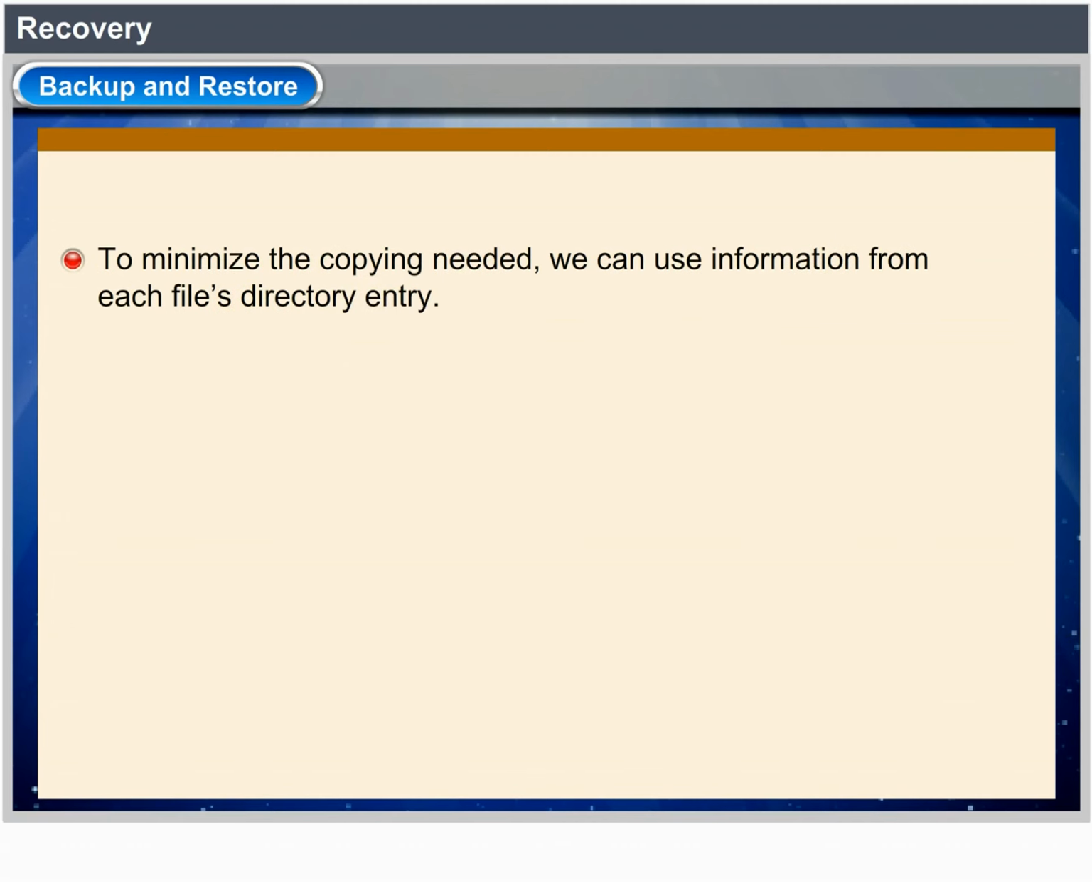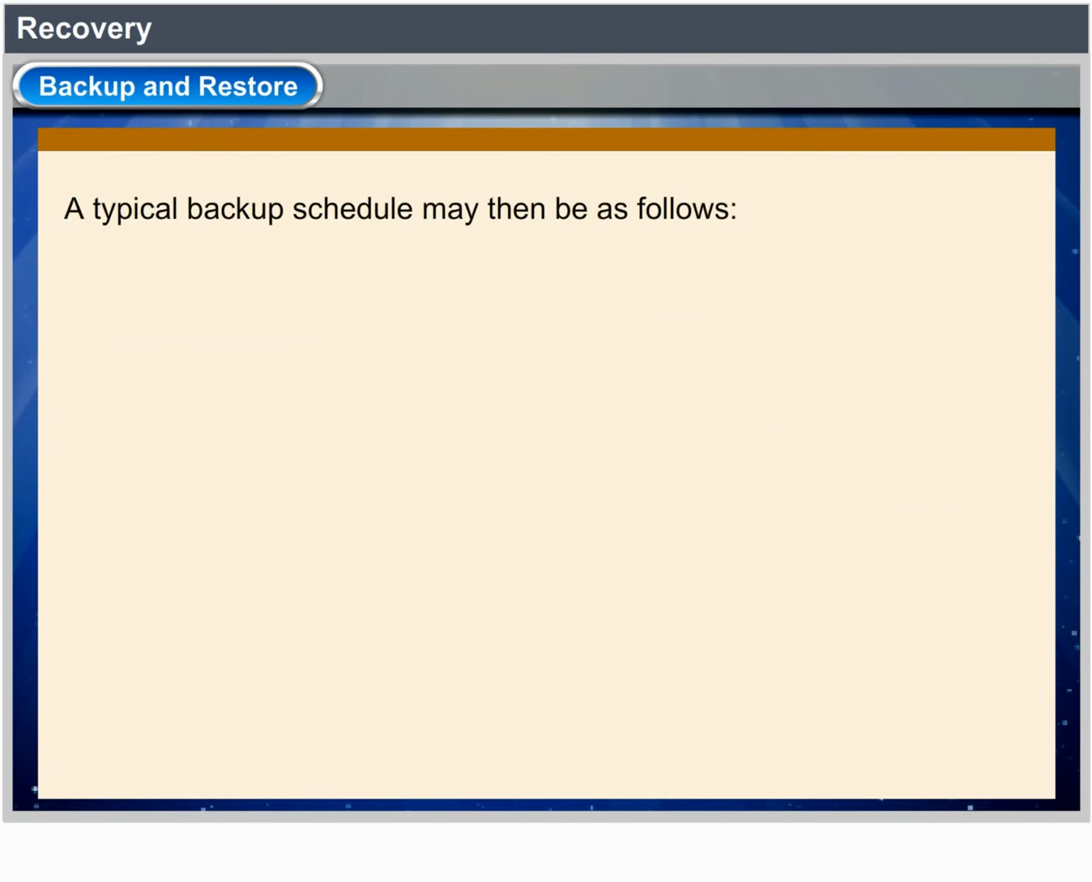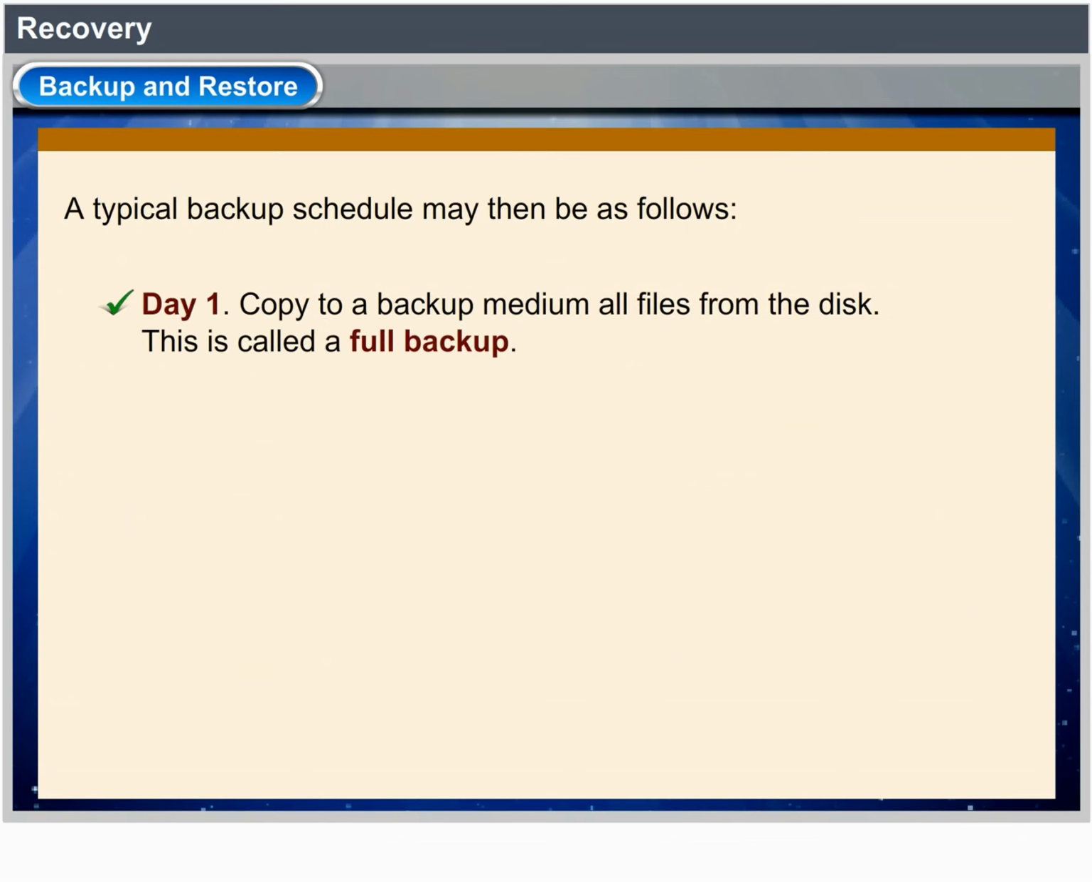For instance, if the backup program knows when the last backup of a file was done and the file's last write date in the directory indicates that the file has not changed since that date, then the file does not need to be copied again. A typical backup schedule may then be as follows. Day 1. Copy to a backup medium all files from the disk. This is called a full backup.